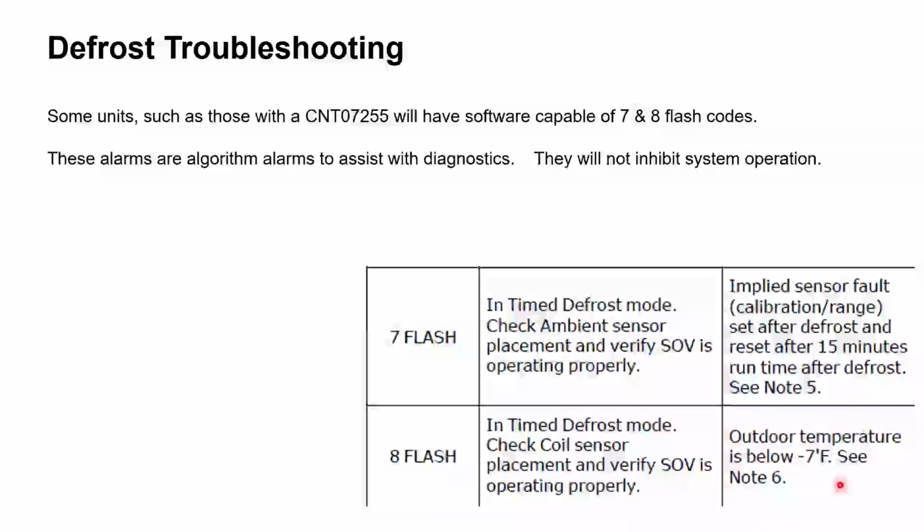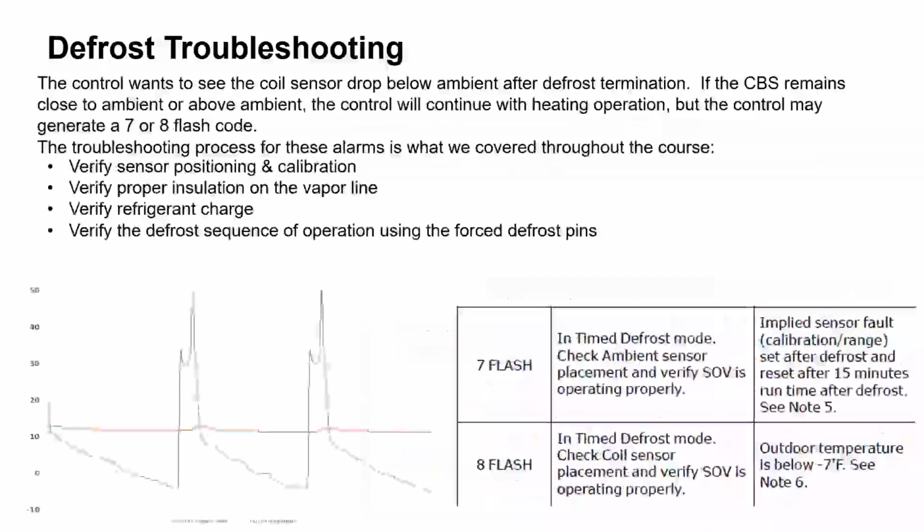If we're below negative 7 degrees on these early ones, we would allow some of the units to continue to run, and we're just looking at the defrost timing. So a couple of things to verify on 7 and 8 flash before you give us a call. Verify the sensor positioning and calibration. If you've got one of the coil temp sensors that go in the well, make sure that thing's turned towards the pipe, not away from the pipe. Insulation on the vapor line. This was a huge one.